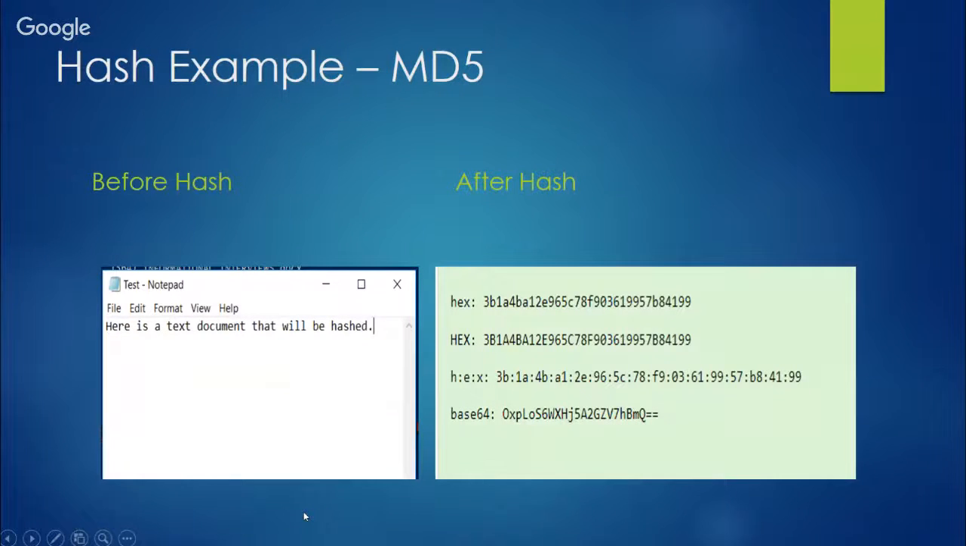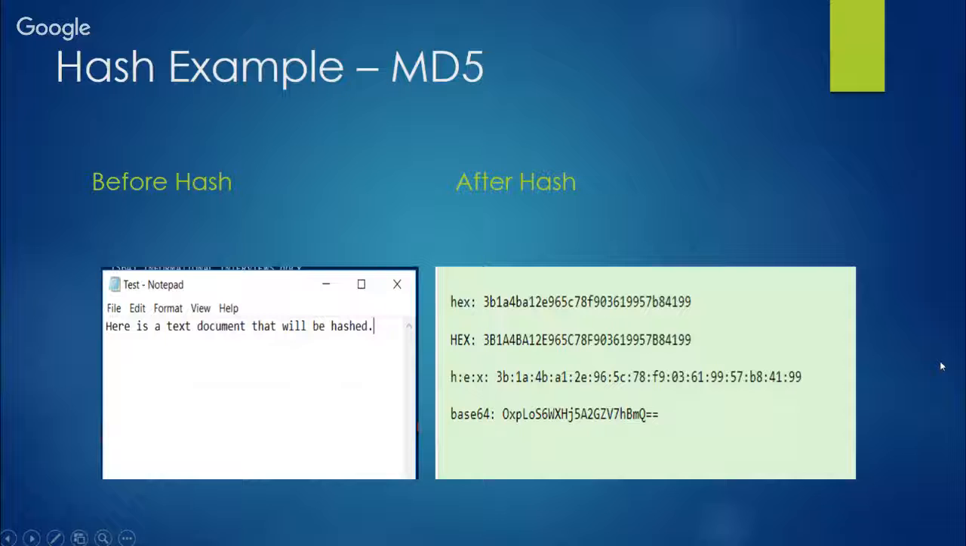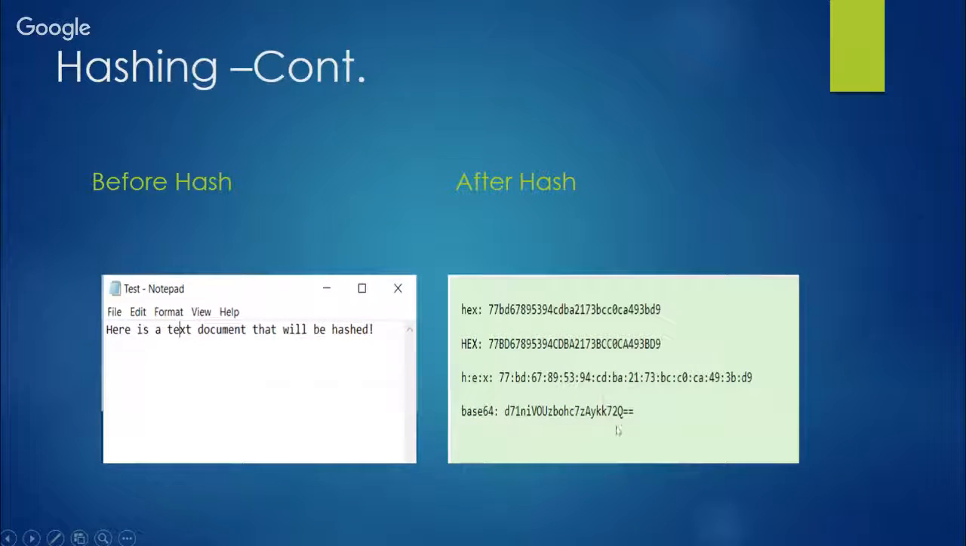Now, if I go ahead and change the period right there to an exclamation point, you can see that the hash is completely different. I'll go back and show you again real quick the original hash and the new hash here on the bottom. As you can see, completely different hashes for just one little change. And again, it's obvious this is completely incoherent. There's no way that you're going to get that back to what I originally put in that text document.